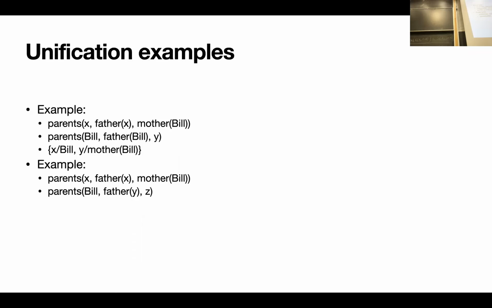X is Bill, Y is also Bill, and Z is mother of Bill. You could have done it as you said, X is Bill and Y is X. You can also say that X is Bill and Y is also Bill right away, because Y has to be equal to X, so you give it the value right away. So X is Bill, Y is Bill, Z is mother of Bill. And now they're unified.